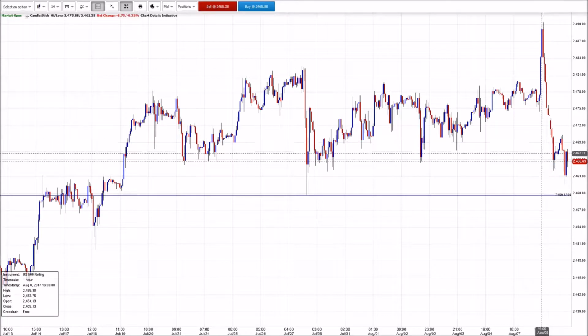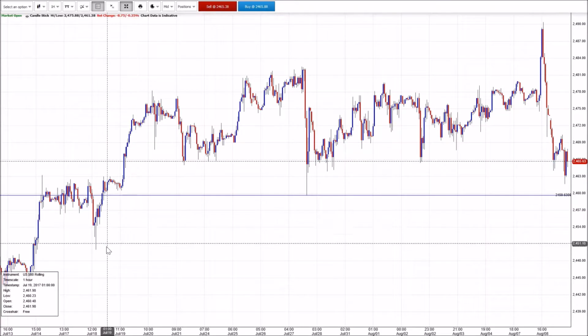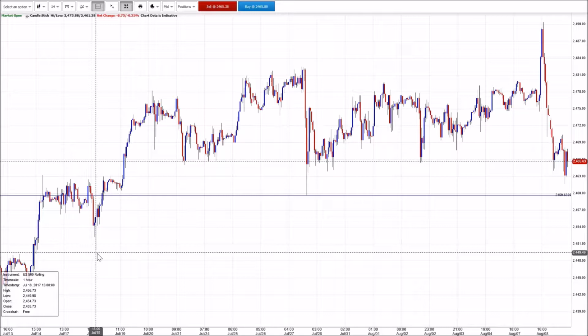But clearly, if we do get follow through, I think the next big level to look at are these July the 18th lows, which are back at 2450, near enough. So I think it's an interesting session ahead of us this afternoon.